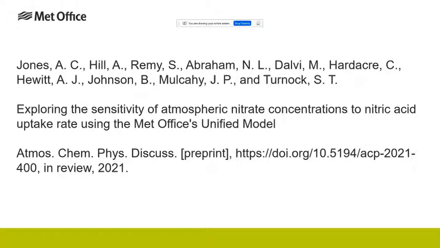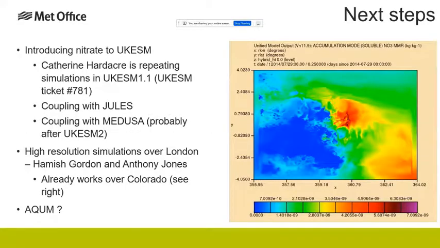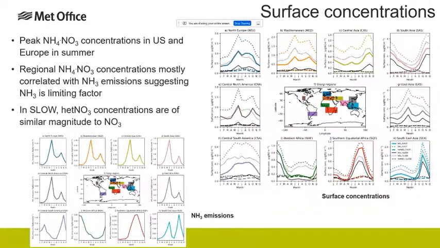Very quickly, Colin asks, why is the nitrate concentration a minimum during the summer monsoon season in South Asia? Is it all washed out by the rain? So I think, yes, it might be something to do with that.